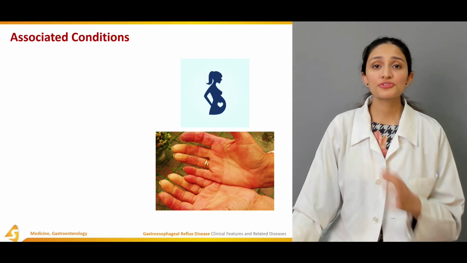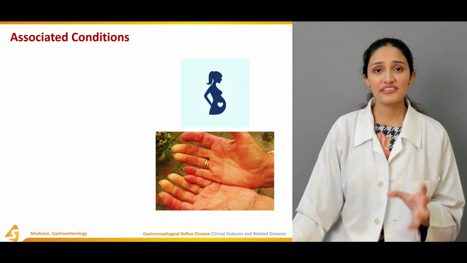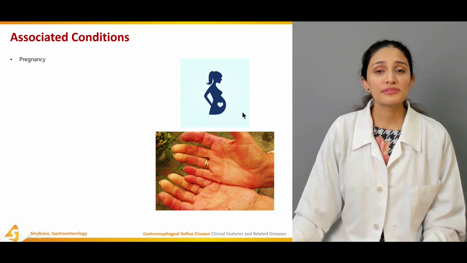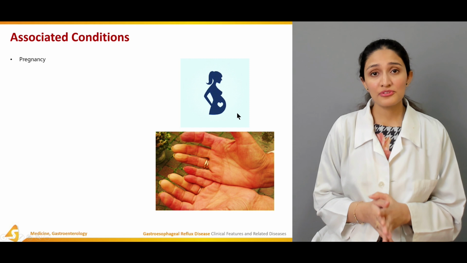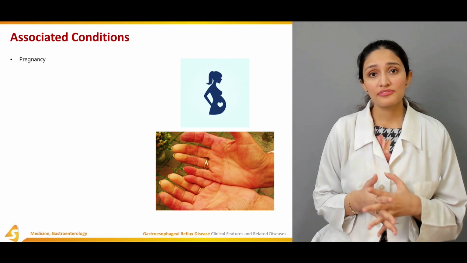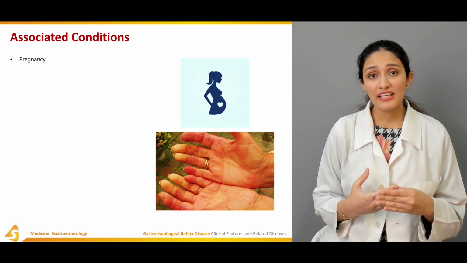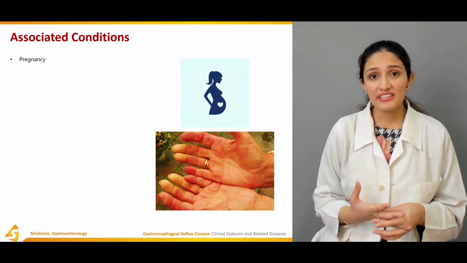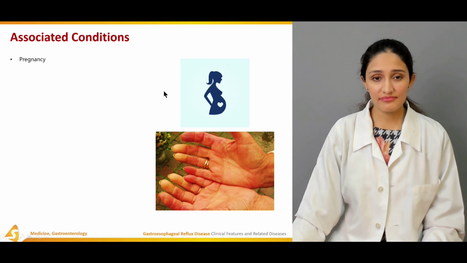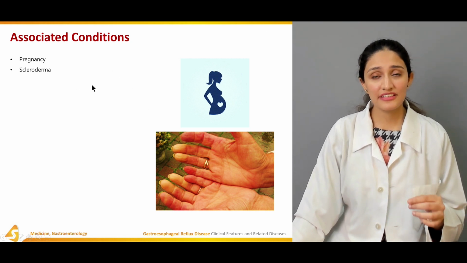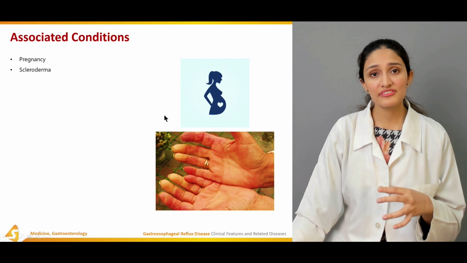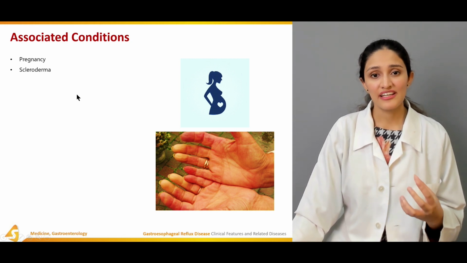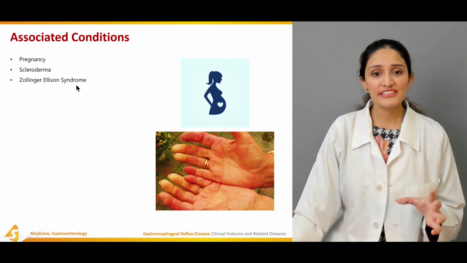So we talk about the associated conditions. What are the conditions that are present with the other diseases? For example, pregnancy. In pregnant women, 30 to 70% have reflux disease, primarily in the first trimester. And scleroderma. Scleroderma is an autoimmune condition which has esophageal dysmotility. It is also associated with reflux.